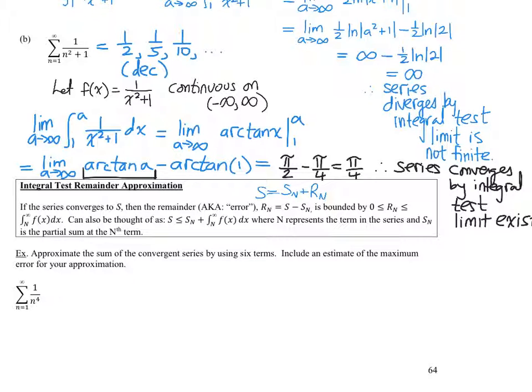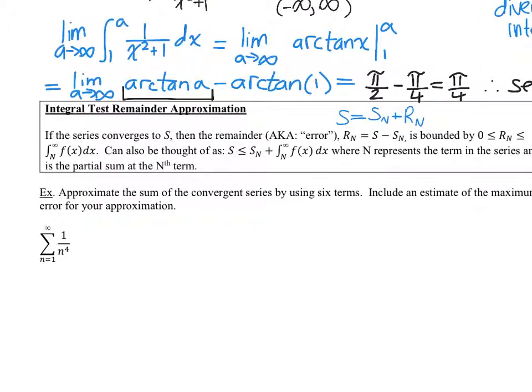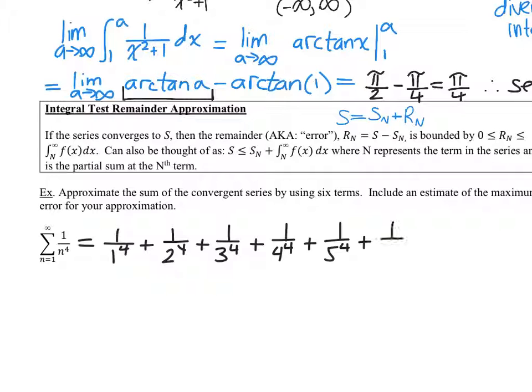Approximate the sum of a convergent series by using 6 terms. All right? So what that's telling me to do is list out the first 6 terms of the series. So 1 over 1 to the 4th, 1 over 2 to the 4th, 1 over 3 to the 4th, 1 over 4 to the 4th, 5 to the 4th, and 6 to the 4th. All right. That result is what we call S sub 6. That's the 6th partial sum.